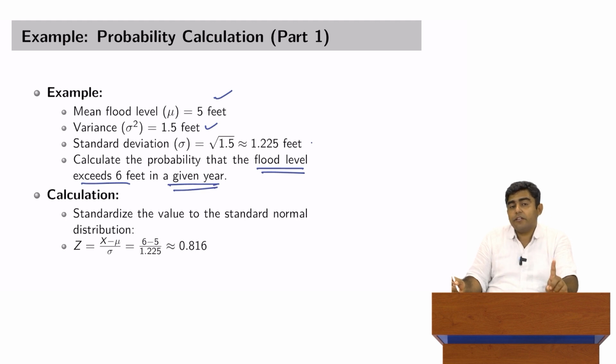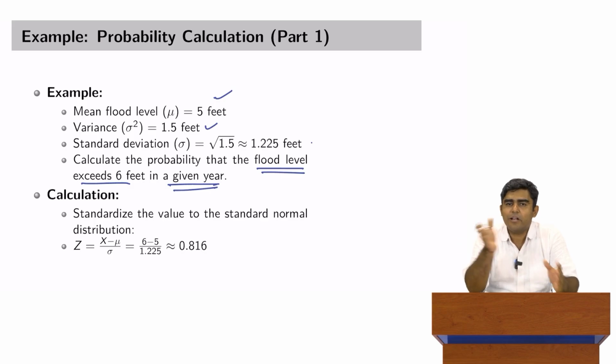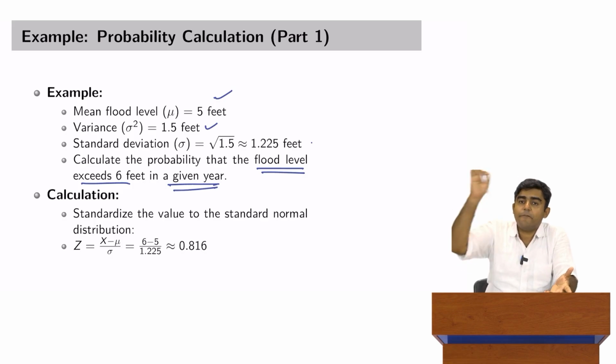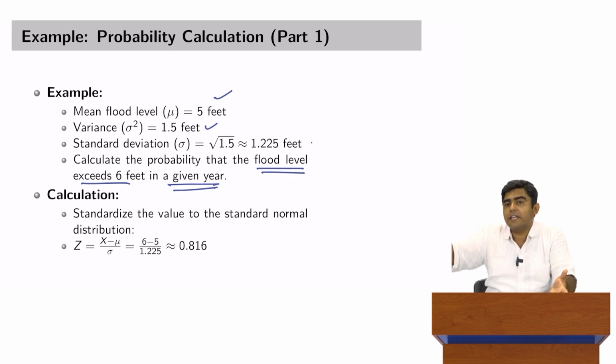Now, it is a non-linear function. If you would have asked me to calculate the probability given that the flood level exceeds 5 feet, I would have immediately said it's a 50% chance. Why? Because the mean is 5 feet. On either side, it would be 0.5 area. Hence, the probability it would exceed 5 feet is going to be 0.5. However, from 5 to 6, it is not decaying linearly. It is decaying exponentially. Hence, my intuition would not apply.